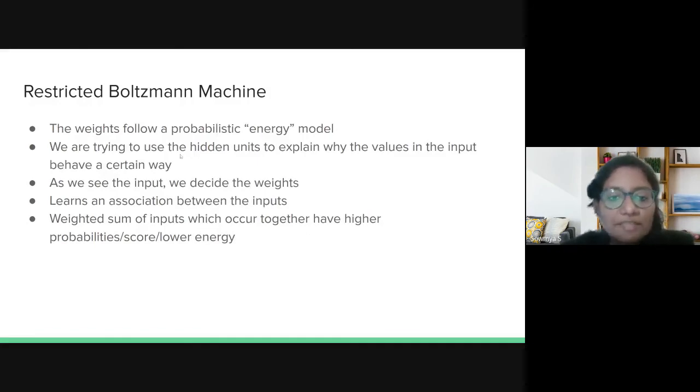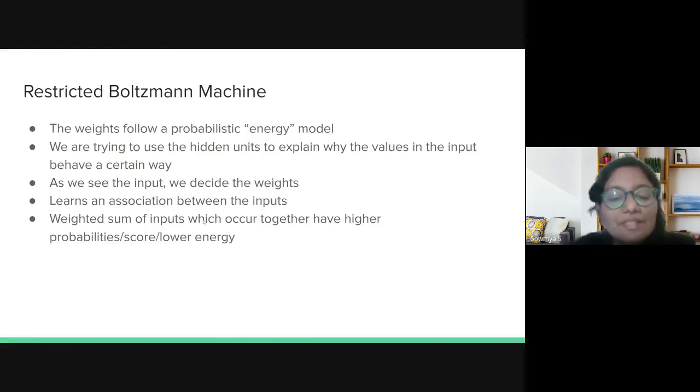So here, what we're trying to do is that we have this notion of an energy model. What we want to see is how these hidden units explain why values in the input behave a certain way. As we see the input, we decide the weights and we learn an association between the weights. Now, the weighted sum of inputs that occur together have higher probabilities or score, or lower energy.